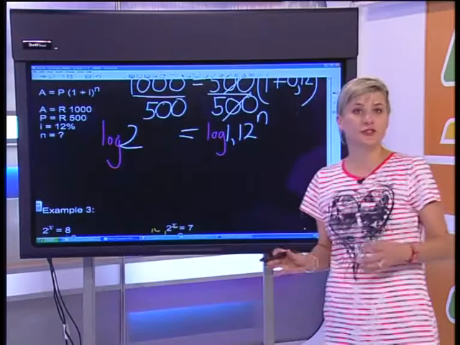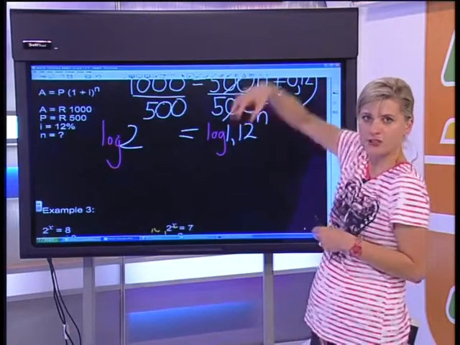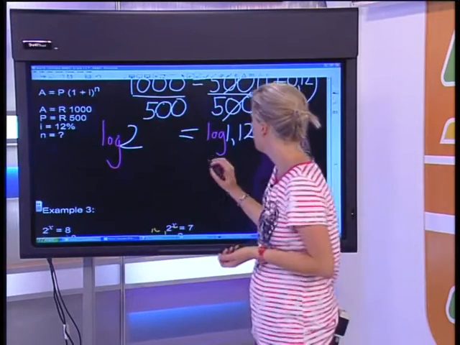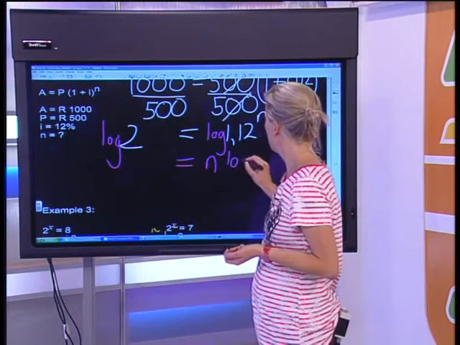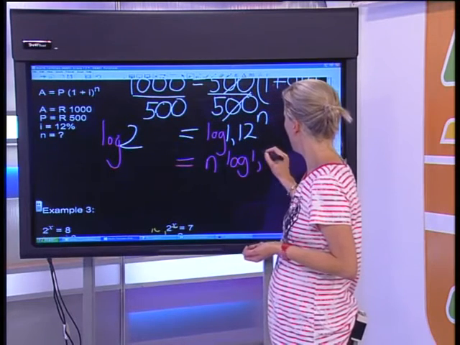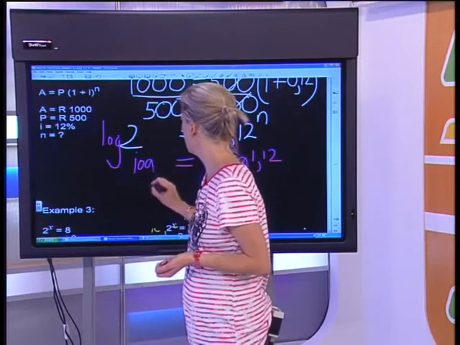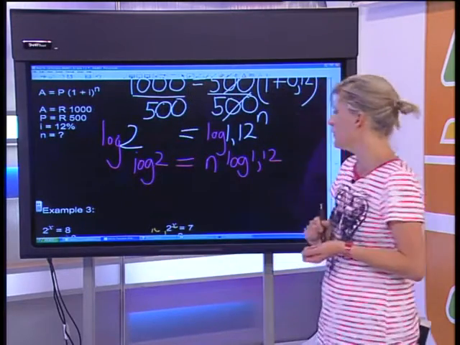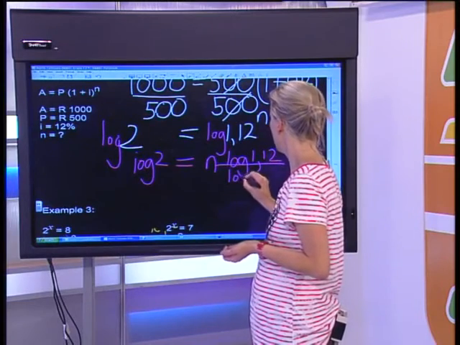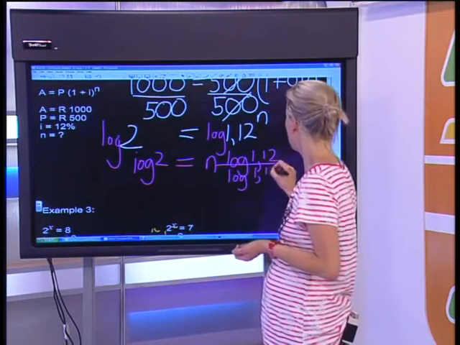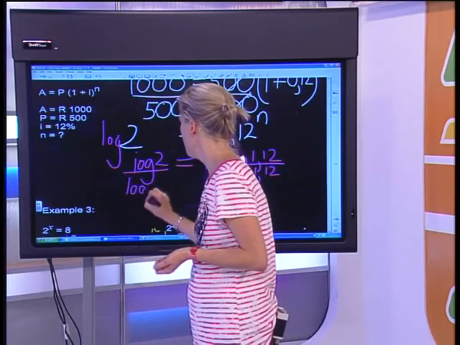Then I'm going to use the third log law, which says as long as there's a log, I'm allowed to bring that exponent to the front. So this right-hand side becomes n log 1.12, and log 2 on this side. And now, in order to get n on its own, I'm going to divide both sides by log 1.12.